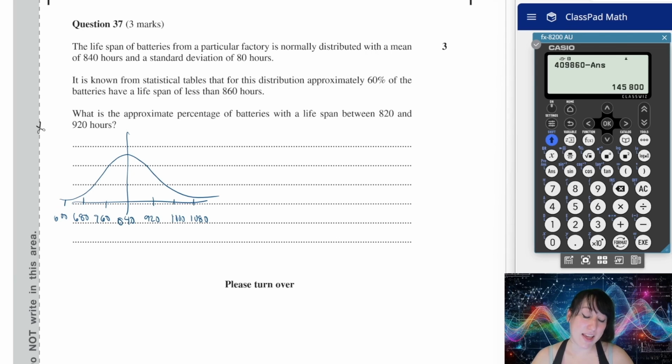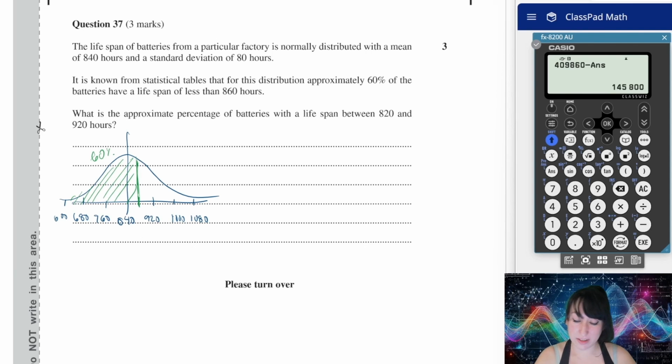Okay, now it's asking what percentage would be between 820 and 920. So 920 is one of our common z-scores that we're going to see on the normal distribution. However, 820 is not a z-score of 1 or 2 or 3, right? So that information there in the middle of the question is going to help us to figure out something about that. So when it says it's known that 60% of batteries have a lifespan of less than 860, that means from this point here, 860, everything below that is going to be 60%.